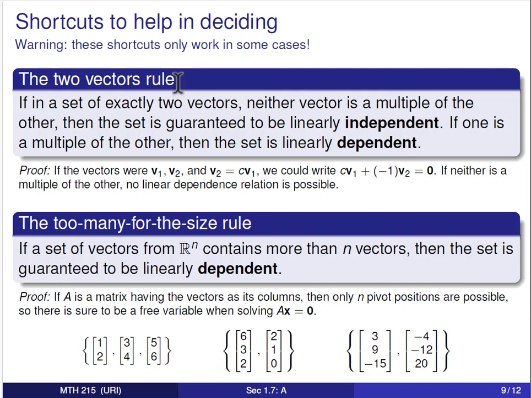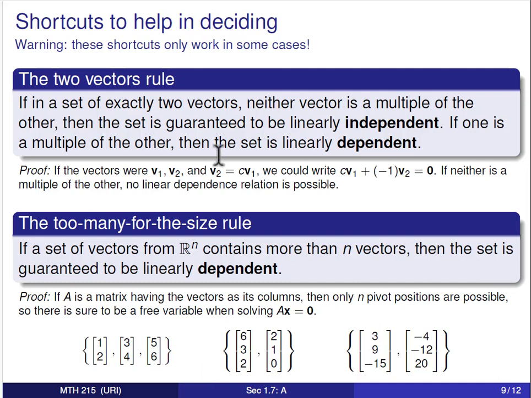Taking a look at the two vectors rule, that certainly applies to these latter two, and the too many for the size rule works in the first case because you'll notice that these vectors are from R2. There are only 2 entries, but there are 3 vectors. So there are more vectors than entries in the vector, and that's the rule we just talked about. So that last rule tells us that this first example is guaranteed to be linearly dependent.